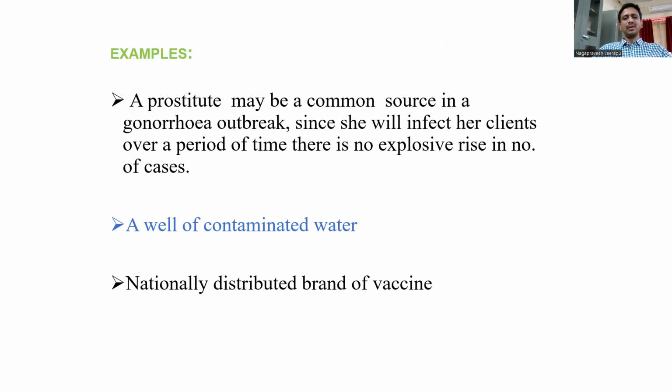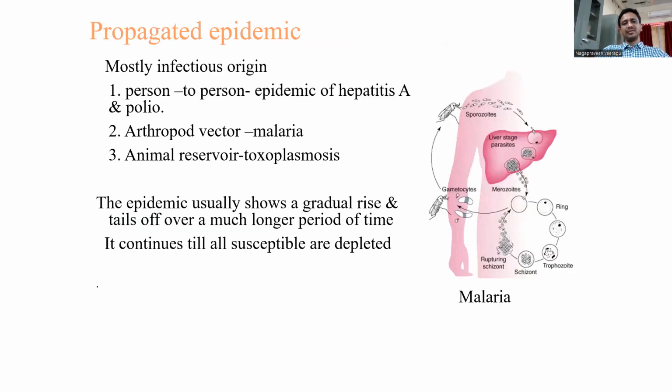A prostitute may be a common source in a gonorrhea outbreak, since she will infect her clients over a period of time. There is no explosion, just a rise in the number of cases. Another example is a contaminated, nationally distributed brand of vaccines. Propagated epidemic: mostly the infectious origin gets propagated, it may be person to person. Epidemics of hepatitis A or polio get propagated. I already told you sexually transmitted disease is also a propagated epidemic.